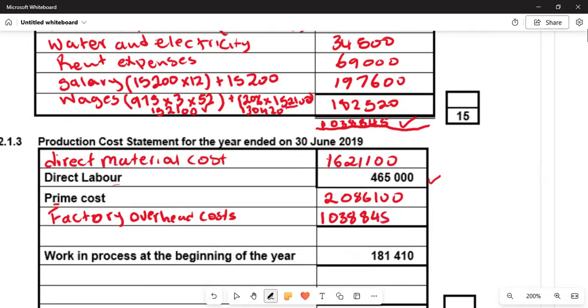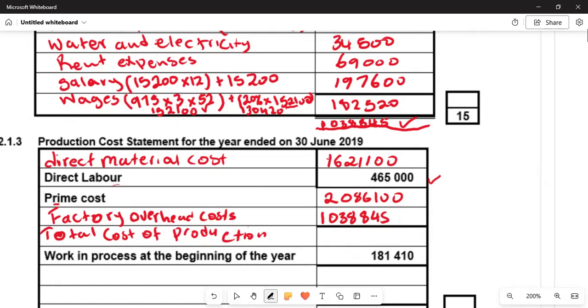1,038,845. So this is our factory overhead cost. So now we want to know the total cost of production. So the total cost of production is when you add direct material cost, direct labor, as well as factory overhead cost. Remember, we added direct material and direct labor, then they give us prime cost. So we are going to add this amount for prime cost with the factory overheads. Then they will give us what we call total cost of production.